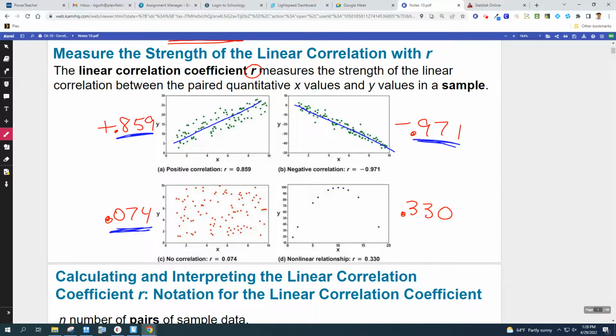Then if you look at the fourth one, it definitely has a pattern. There's some kind of relationship, but it's not a line. That looks like a parabola, and that's not really what we're dealing with here. We're talking about linear, and so this is no good. This one is a non-linear relationship, and that's not really what we want.